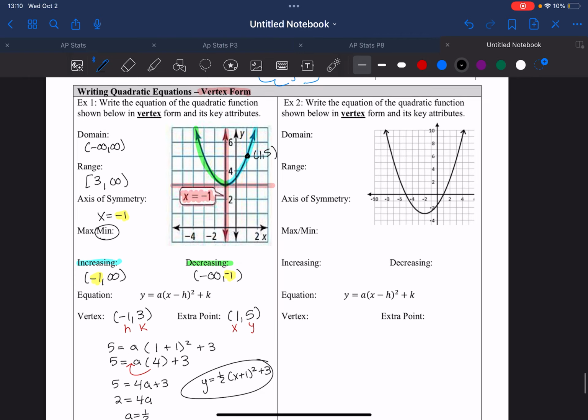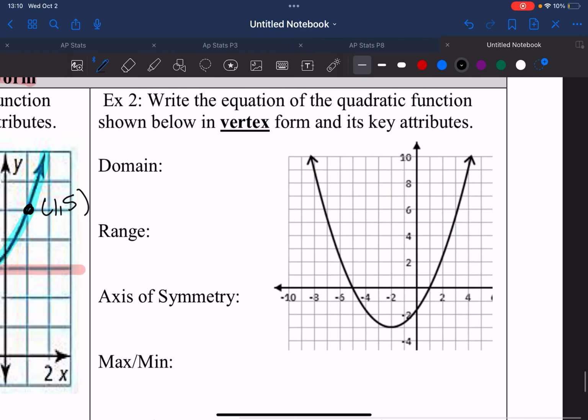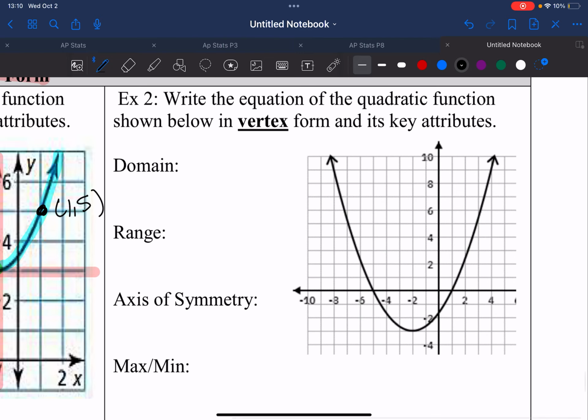Okay, now let's look at the vertex form of example 2. So again, looking at our graph, we know domain is always -infinity to +infinity. And then looking at our range, we're going to look at the lowest y value and then the tallest y value. So our lowest y value is -3, so this is -3. And since we have the arrows at the top, our tallest y value is going to be infinity.